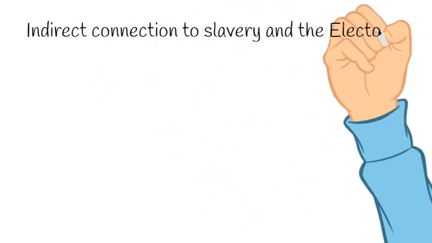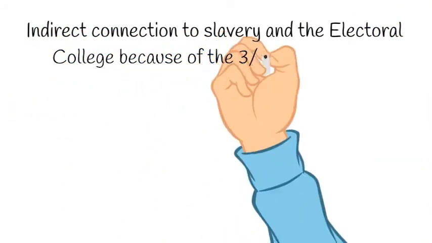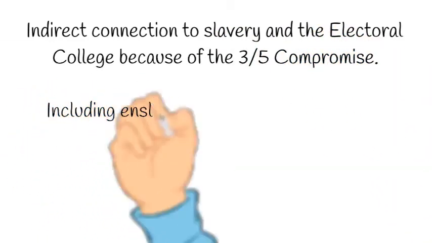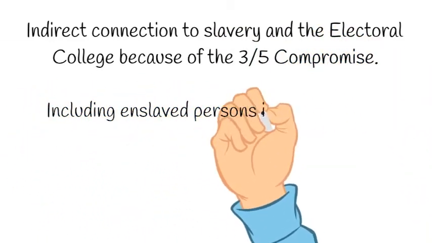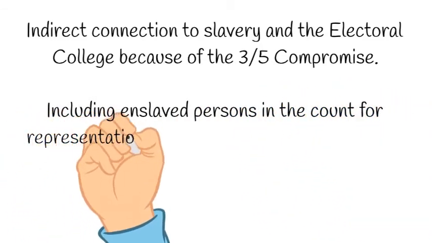Yet there is an indirect connection to slavery and the Electoral College because of the Three-Fifths Compromise. The delegates agreed to an immoral compromise with humanity, allowing enslaved persons who were not permitted to vote to be counted in the proportional representation for the House of Representatives.